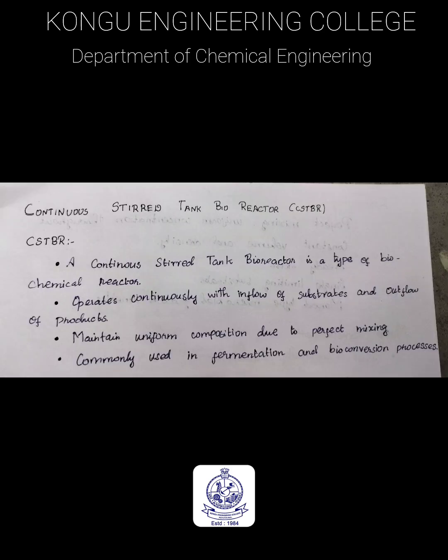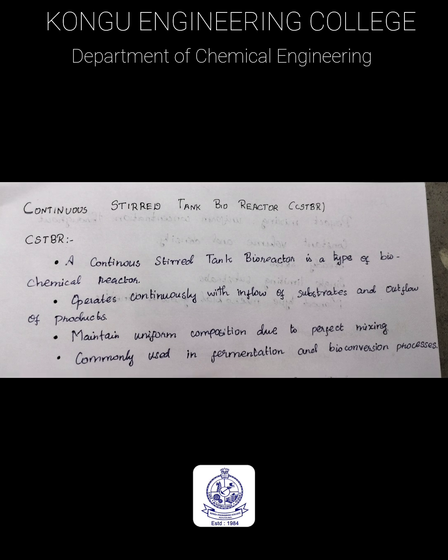Introduction. A continuous stirred tank bioreactor (CSTBR) is a widely used type of bioreactor in industrial microbiology and biochemical engineering. It operates under continuous conditions where fresh nutrient medium is continuously supplied and an equal amount of spent medium containing cells, metabolites, and products is continuously removed. This ensures the volume inside the bioreactor remains constant. CSTBRs are commonly used for microbial and enzymatic processes due to their efficient mixing and ability to maintain a uniform environment.